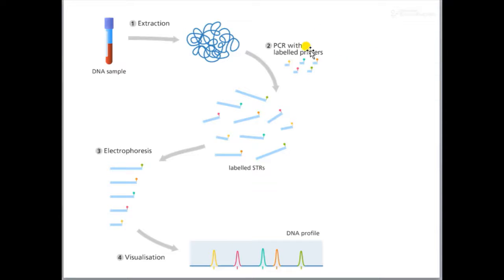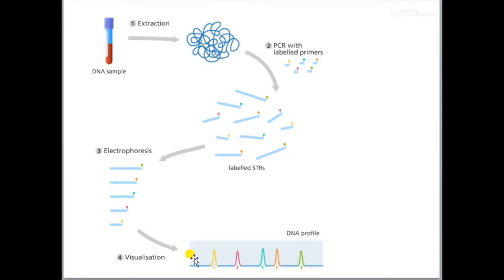After doing a PCR reaction, of course, we have already gone over the principles of PCR, so I'm not going into the details of that. It's like a photocopying machine. Different primers are used here, and each primer is specific for a separate short tandem repeat or microsatellite. Each primer will be labeled with a different fluorescent tag, so it will be differently labeled.